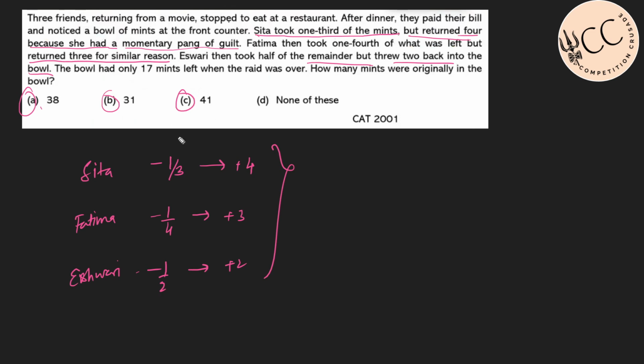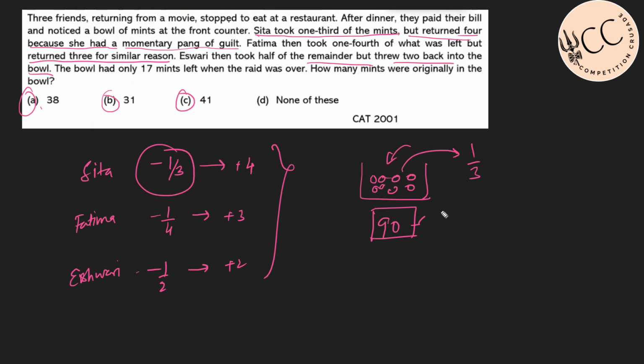Look at this. The question says this girl Sita took one third. So suppose many candies were there and she took one third of this and then returned 4 back. Please tell me, if there were 90 candies, how many did she take? She took 30. And after that she returned 4 back, so she has 26 with her. But this means one thing, that the bowl has to have a number of candies which is a multiple of 3. Can you see any of the options that is a multiple of 3? So the answer to this is none of these. It can be solved, and I will solve this in the next session.